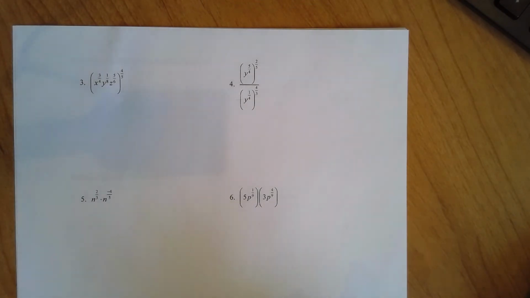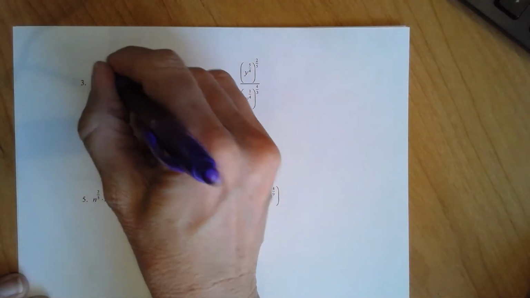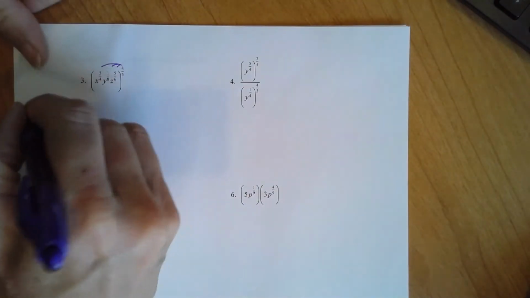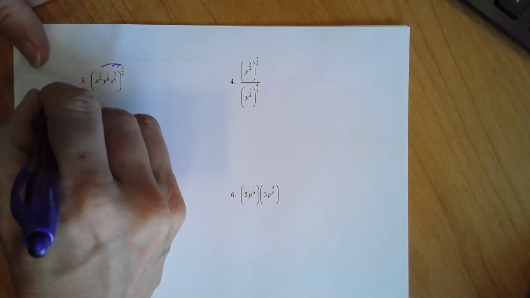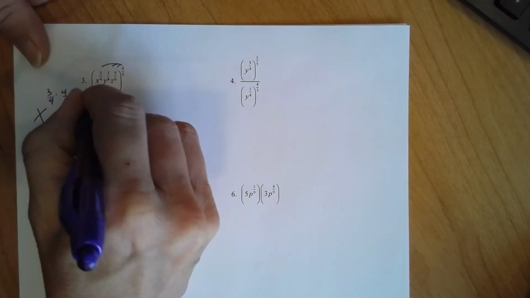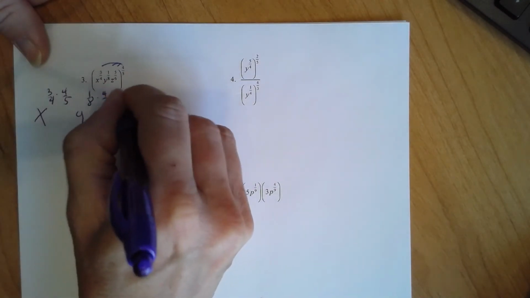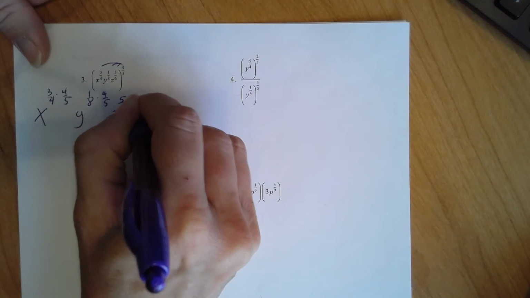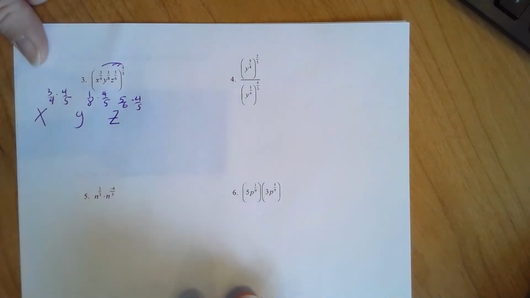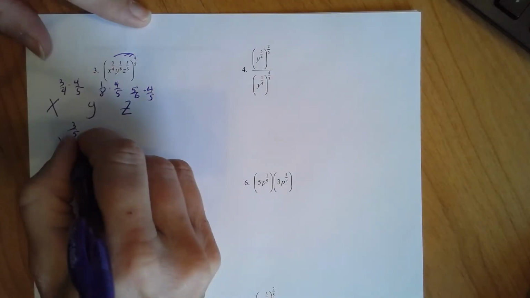So on number 3, we have the power to a power rule again. So we're just going to multiply the power times every power. We have to distribute our power in. So I'm going to write it out. I'm going to have x to the 3/4 times 4/5, y to the 1/8 times 4/5, and z to the 5/6 times 4/5. Now you can either multiply straight across and then reduce, or you can just reduce as you go.